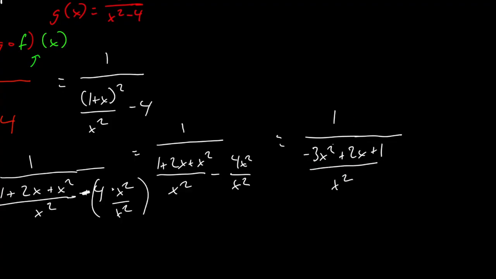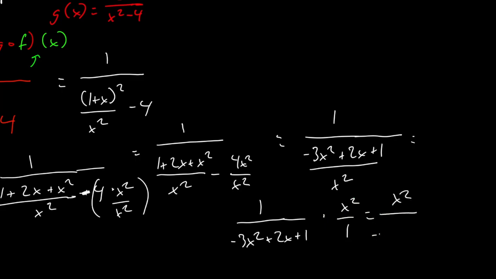Now don't get scared that there's two divisions. We know that division is actually just multiplying by the reciprocal, so this equals 1 over negative 3x squared plus 2x plus 1 times x squared over 1, which just equals x squared over negative 3x squared plus 2x plus 1. And this would be our final expression for g of f of x.